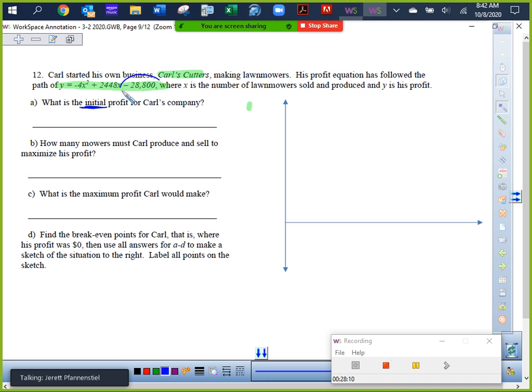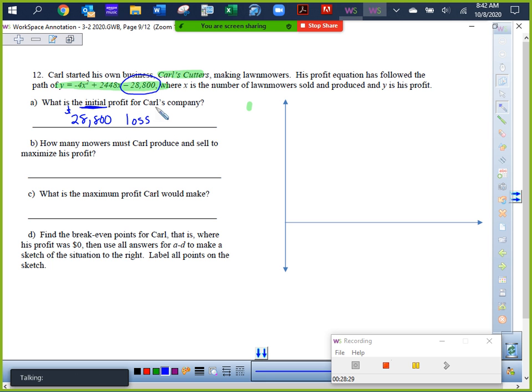This number. It's negative. Can profit be negative? Can companies lose money? Is that possible? Yes. So we're going to say $28,800, but we won't call it negative. We're going to say a loss.